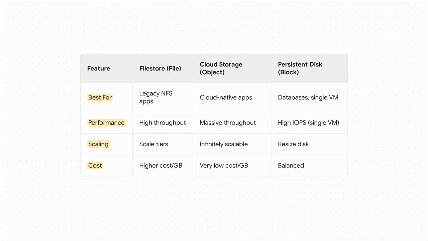Now, this is where the trade-offs become crystal clear. You've got Filestore, which we know is perfect for those legacy NFS apps needing that shared POSIX access. But then, look over at Cloud Storage. That's object storage. It's not a file system at all. You talk to it with an API. This makes it perfect for modern cloud-native apps. I mean, it's basically infinitely scalable, and the cost per gigabyte is incredibly low. And then you've got Persistent Disk. That's block storage. Think of it like a super fast local hard drive that you attach to just one VM. It's all about high IOPS for things like databases. You see, they all solve very different problems.